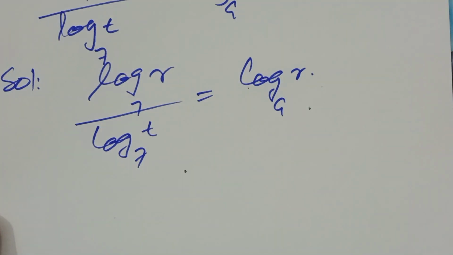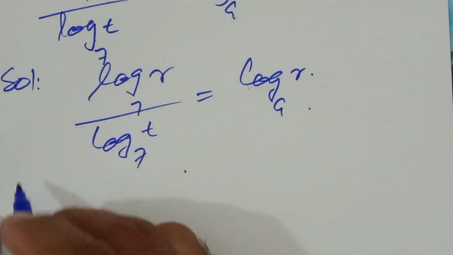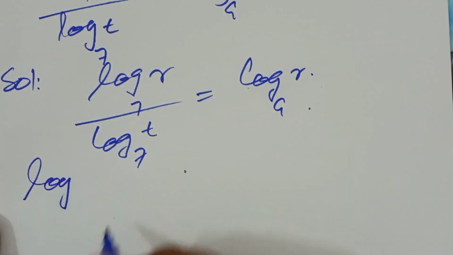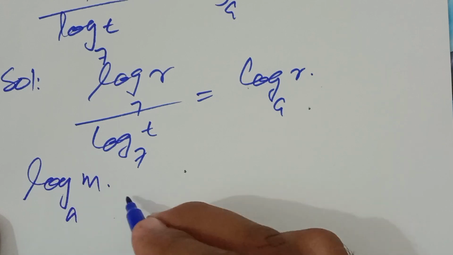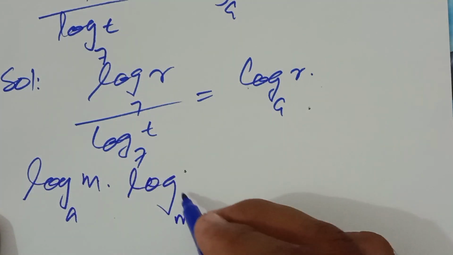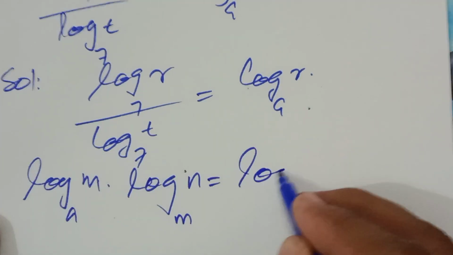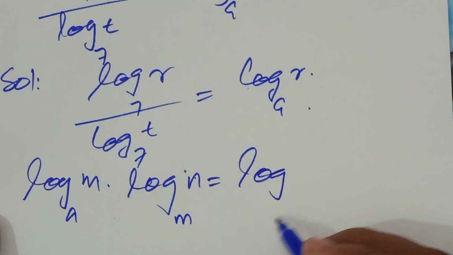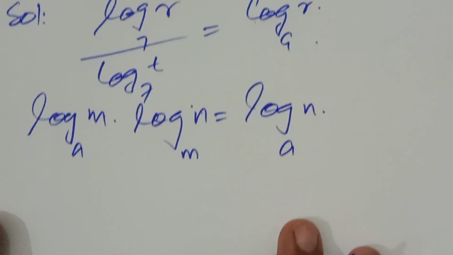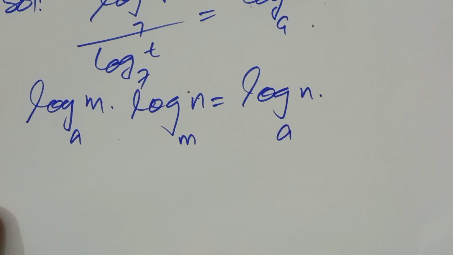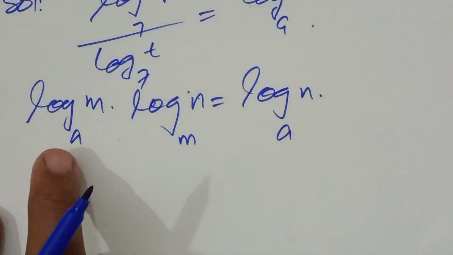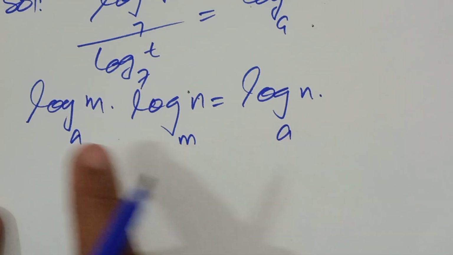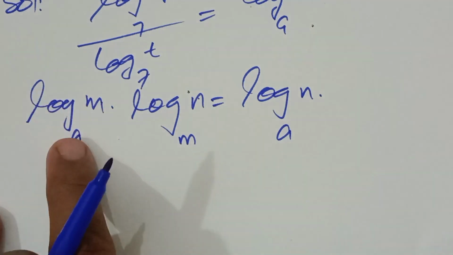If we take the anti-log on both sides, here is log t of r, we will apply the third rule which will be suitable: log base a of n divided by log base a of m is equal to log base m of n. Here we will use this rule. Here the bases will be the same, so a and a are the same. If we multiply, here log base a of m is multiplied.